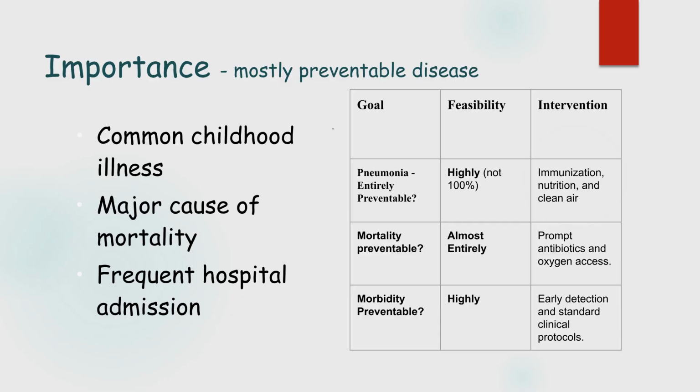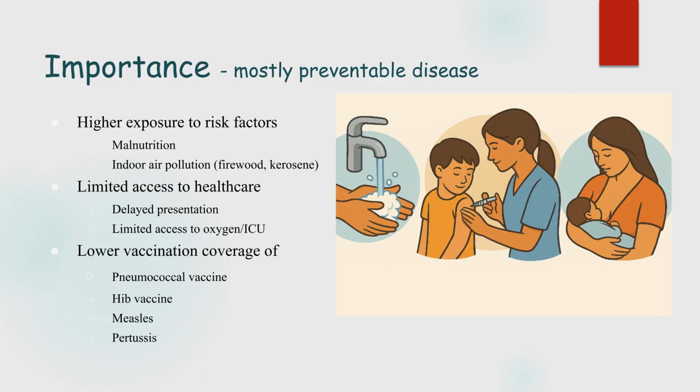Pneumonia is a common childhood illness, a major cause of mortality, and a frequent reason for hospital admission. It is a mostly preventable disease. Interventions like immunization, nutrition, and clean air are key for prevention. Risk factors include malnutrition and indoor air pollution.